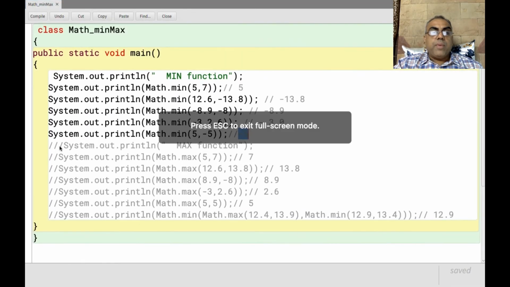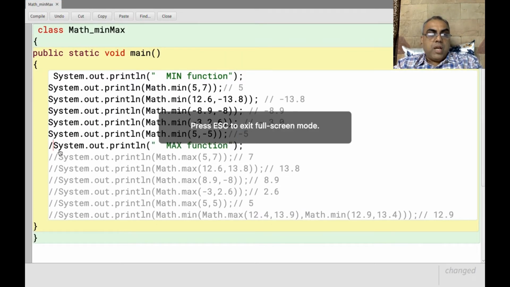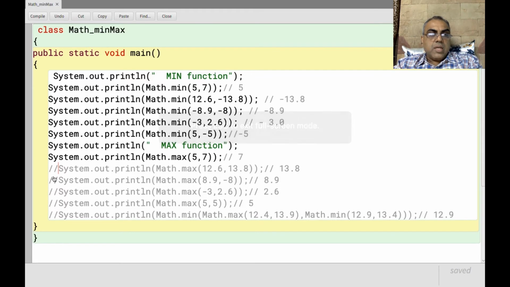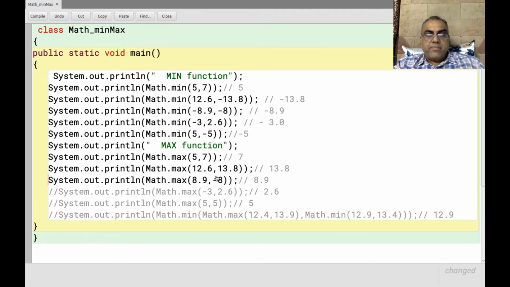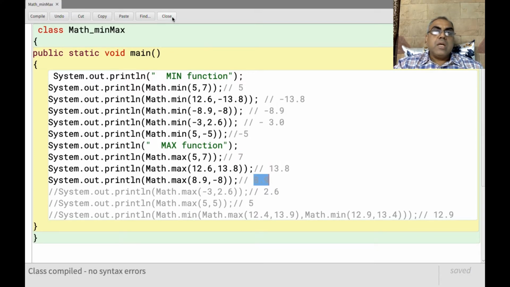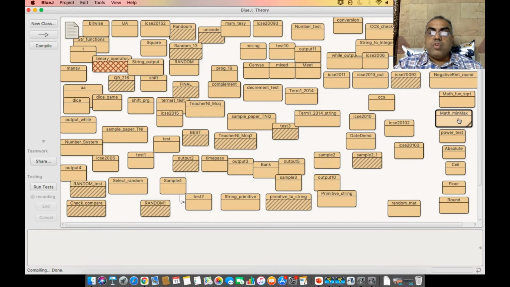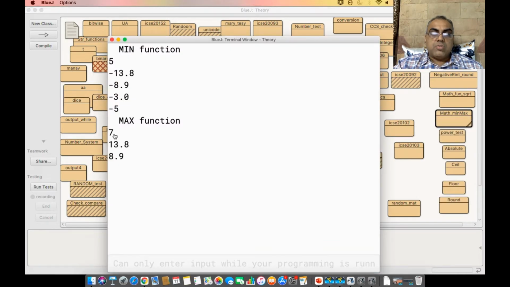Same logic we are going to apply with max. So all the outputs after the max function are going to be tested. Let's take the first 3. Between 5 and 7, of course being integers, your answer is an integer. Between 12.6 and 13.8, your answer is 13.8. And between these two, minus 8 and 8.9, your answer is 8.9. So 7, 13.8 and 8.9, these are your last answers. These are the maximum values between the two in a max function. So you can see these 3 answers have come.